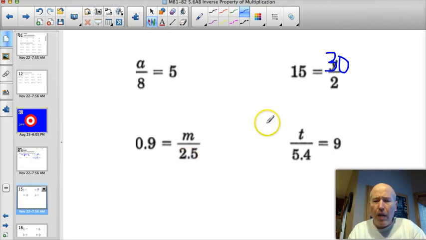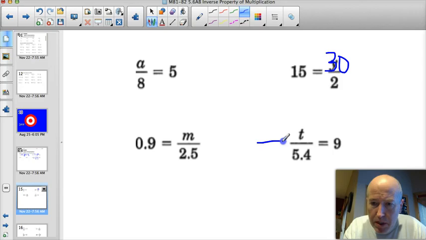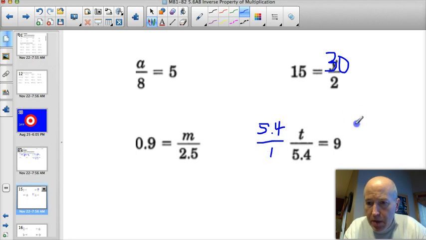This is a little more complicated down here because now I've got some decimals involved, and I think I'm going to need to get my calculator out for this one. So let's take this one down here. T divided by 5.4 equals 9. It looks hard, but I'm just going to follow my same steps and see how I come out. All right, so I'm going to multiply this by the opposite, which would be 5.4 over 1. And I've got to, of course, do the same thing on this side.